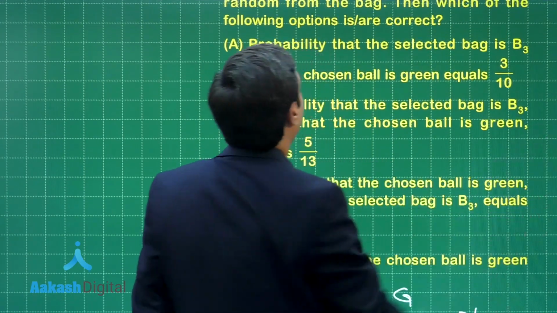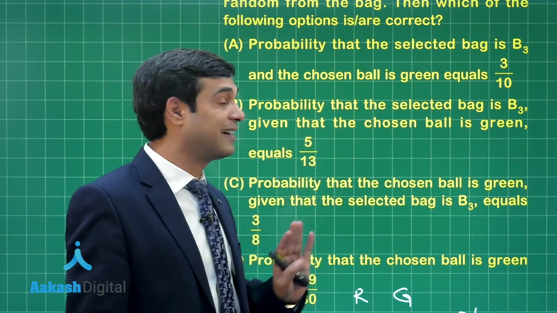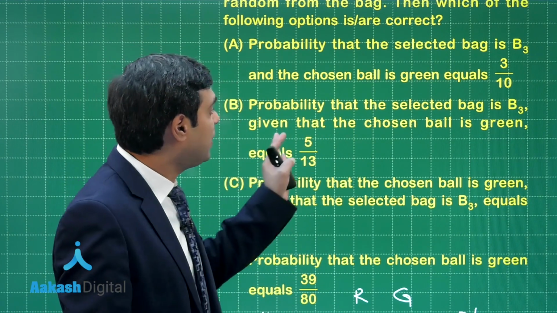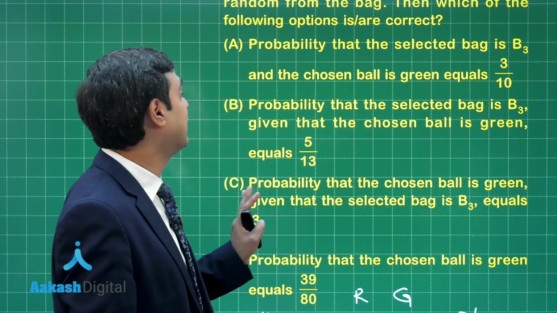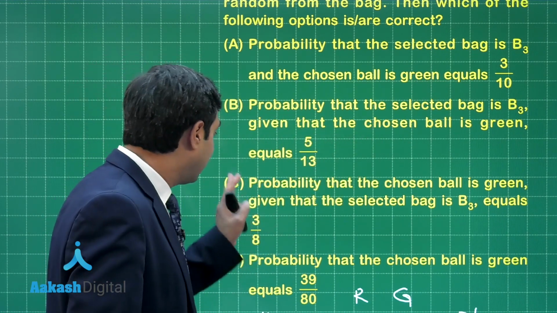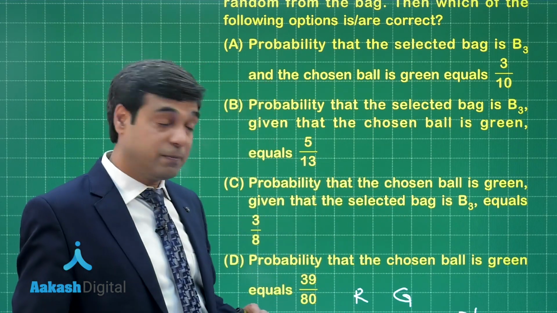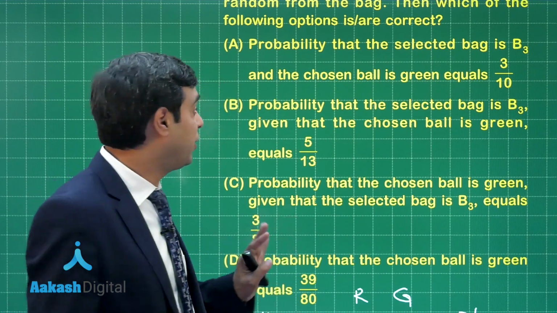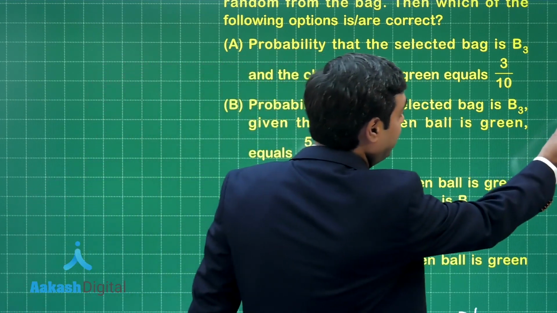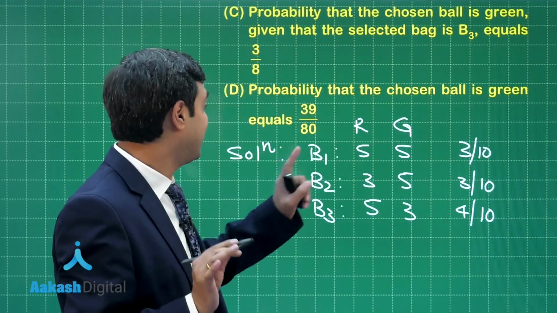First one says probability that the selected bag is B3 and the chosen ball is green. Second says probability that the selected bag is B3 given that the chosen ball is green. So here the difference is there. Third says probability that the chosen ball is green given that the selected bag is B3. Fourth says probability that the chosen ball is green equals. So 4 different terms are there. So let's plan first the 4th option, which says the total probability that the chosen ball is green.